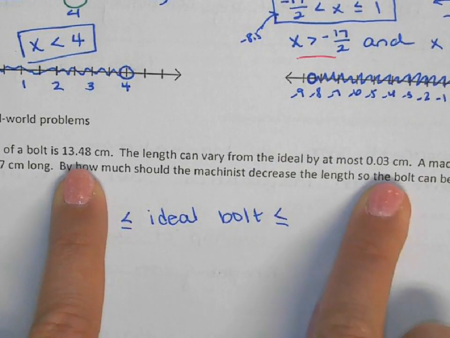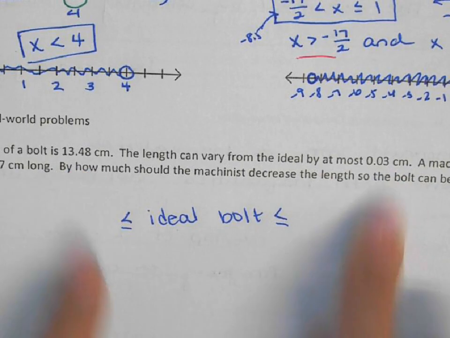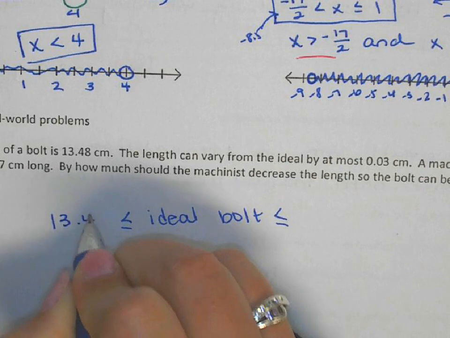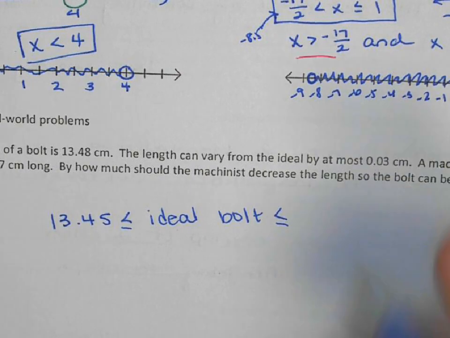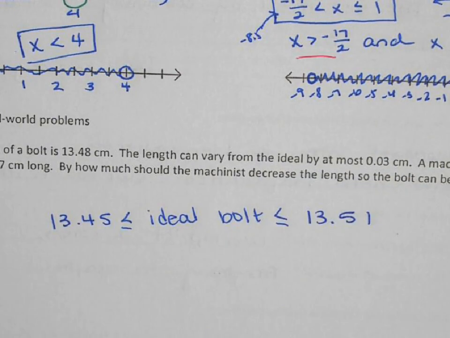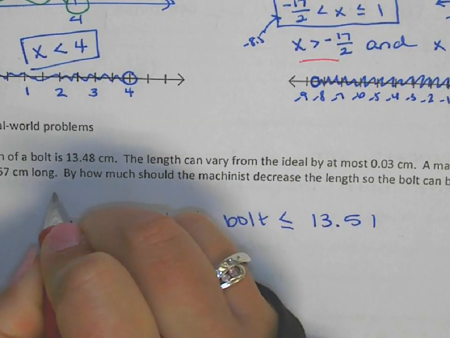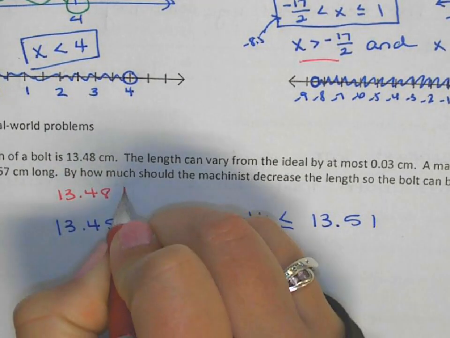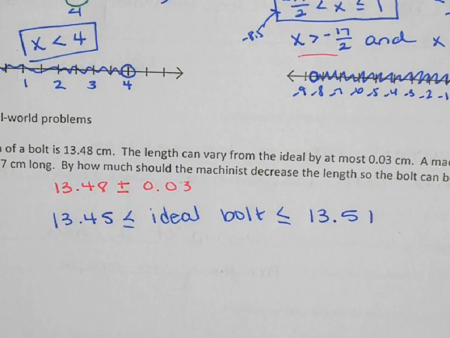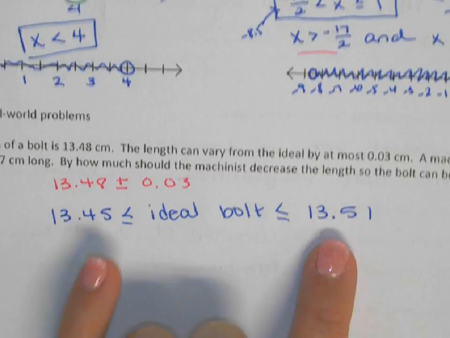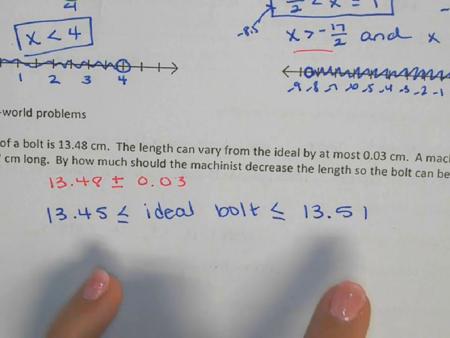So 13.48, if you were to be less by 0.03, you'd be at 13.45. If you added 0.03, you'd be at 13.51. The reason I came up with that is because here, you're taking the 13.48 and you're going to add or subtract that 0.03 because that's how much error is allowed to happen. So an ideal bolt size has to be between these two numbers.